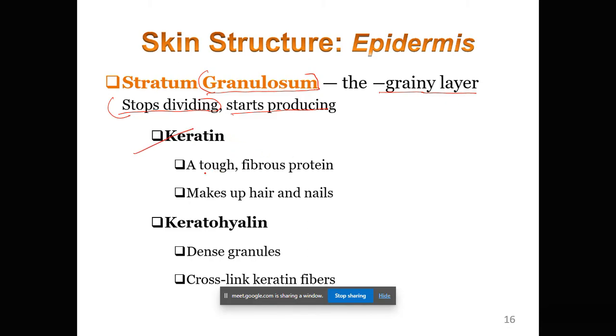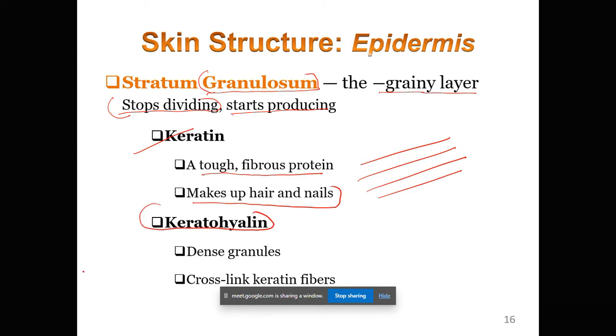Okay, so instead it starts producing keratin. So what is keratin? It is a tough fibrous protein which makes up hair and nails. This keratin is a fiber-like structure. To hold this fiber-like structure, we have one particular thing, that is keratohyalin. So it is like this. Okay, this keratohyalin holds the keratin fibers in one structure. These are dense granules and they cross-link the keratin fibers.